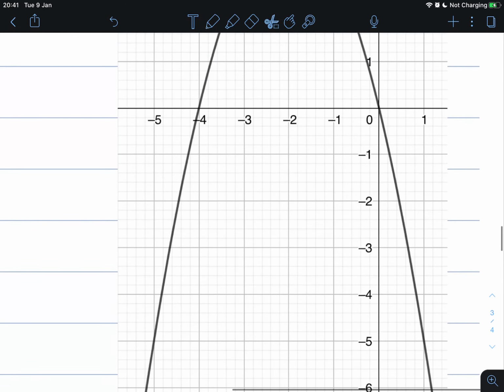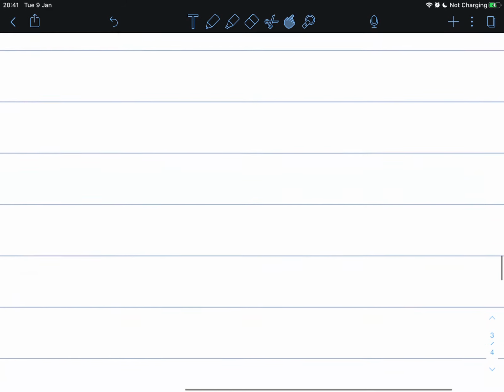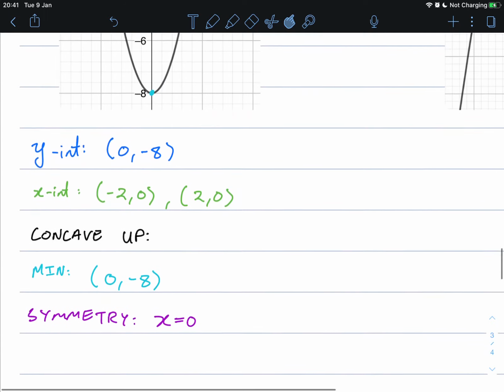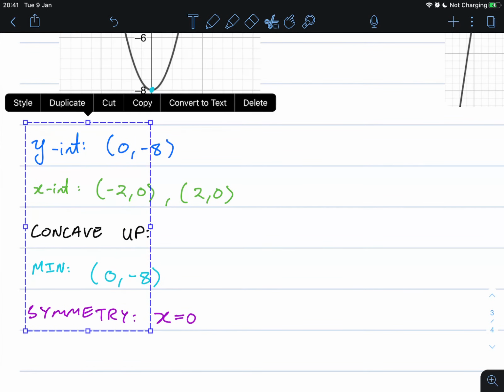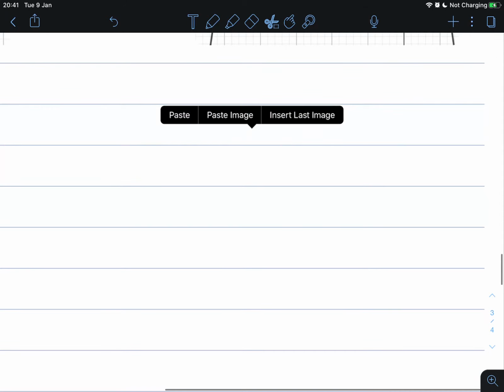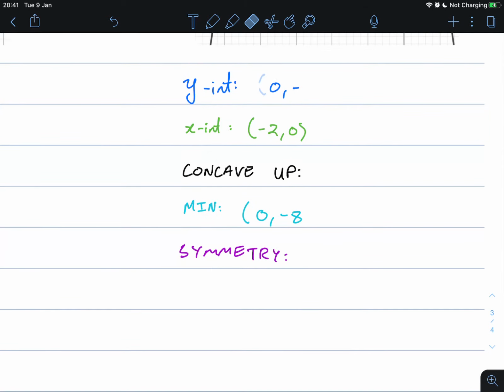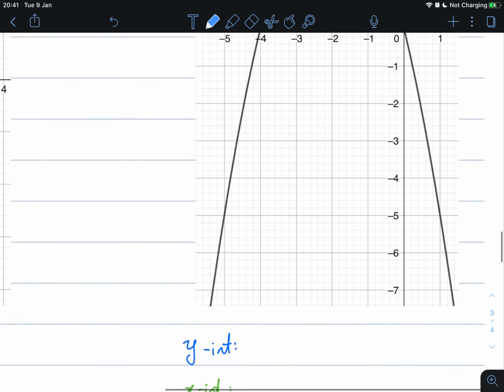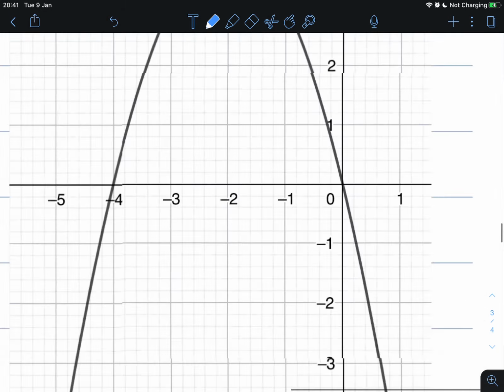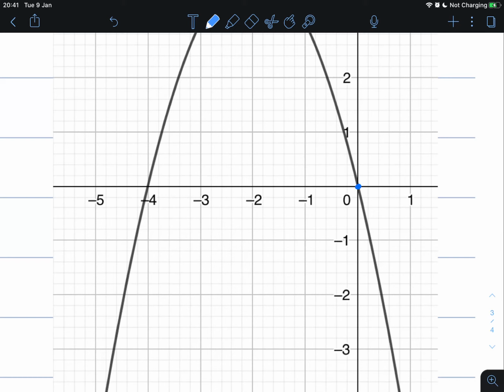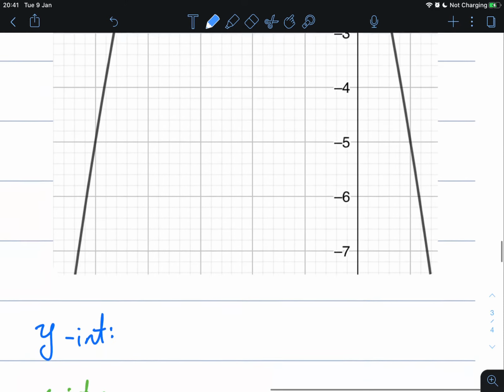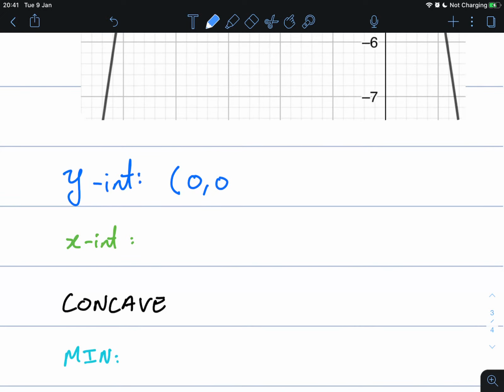One last example here. Let's copy these again. Just to get it ready. Let's erase the bits that we don't need. Okay, let's find the y-intercept. In this case, it's right here. We can see it's crossing at 0, 0. So x value is 0, my y value is 0. So my y-intercept is at 0, 0.